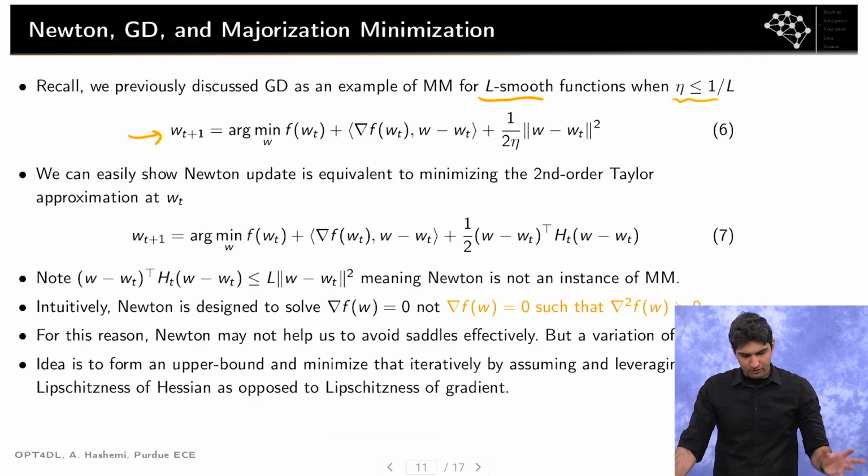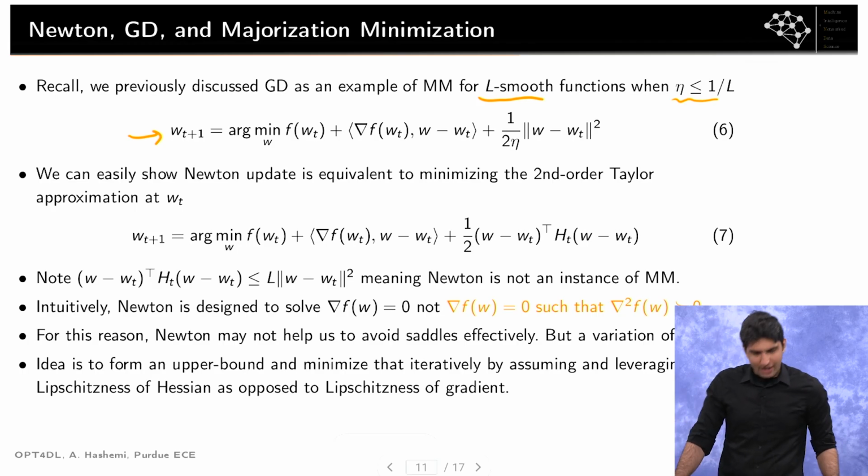So what we are doing is basically forming a quadratic upper bound on the function iteratively and minimizing that to find our update rule. And given that the function is L-smooth, this quadratic function will indeed be an upper bound of the function. Therefore, gradient descent becomes an instance of majorization minimization.